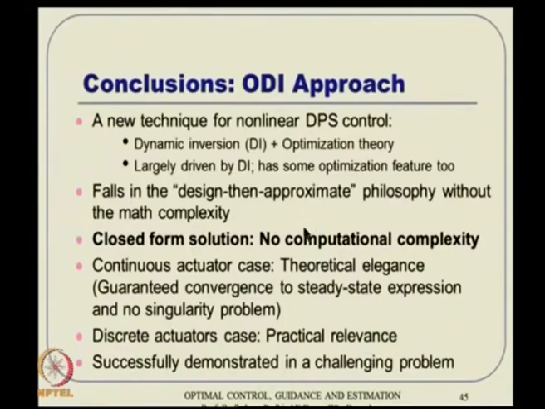It completely avoids infinite dimensional operator theory, and hence it is not mathematically complex. It also leads to a closed form solution, and hence there is no computational complexity issue. In the continuous actuator case, there is theoretical elegance, meaning guaranteed convergence and no control singularity problem. However, the discrete actuator case can also be solved, which is of practical relevance. And it has been successfully demonstrated for a nonlinear problem, a heat transfer problem containing radiation terms, which is the 4th power of temperature.